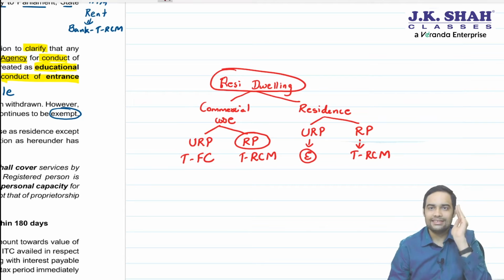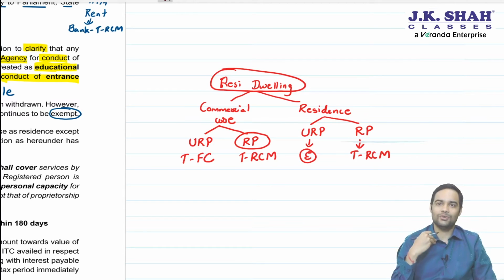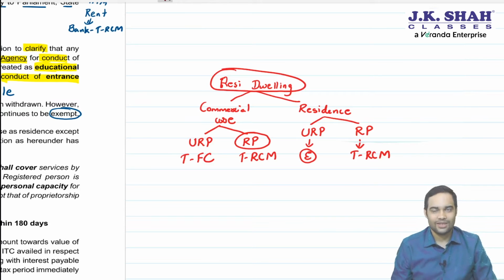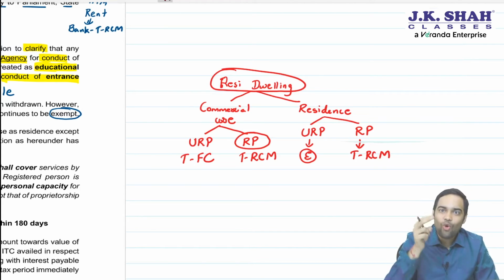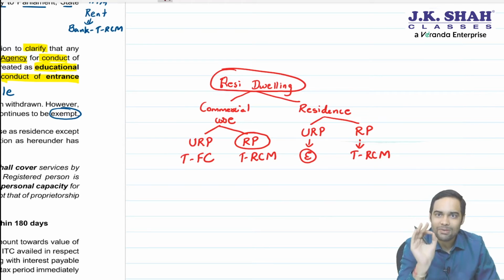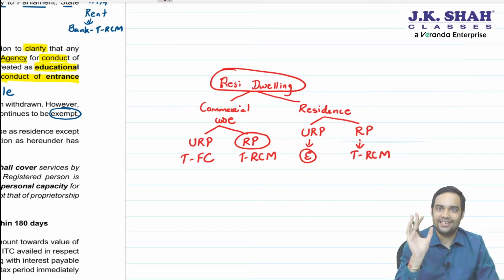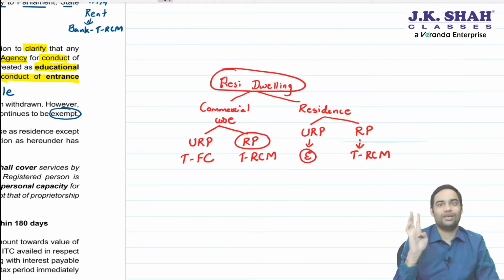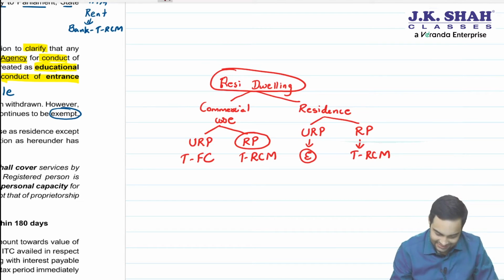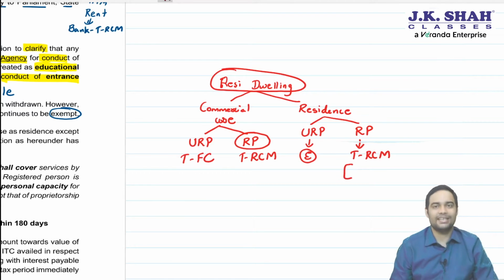Now, just think about it. Say suppose I am a proprietor and registered person. Proprietor of a proprietorship concern, registered person. I take a house on rent for my own use in my personal capacity. I am a registered person, but I take it for my personal use in my own capacity. In that case, whether it should be taxable.